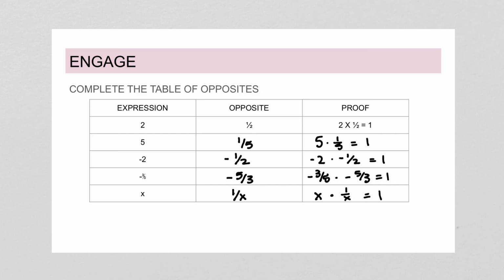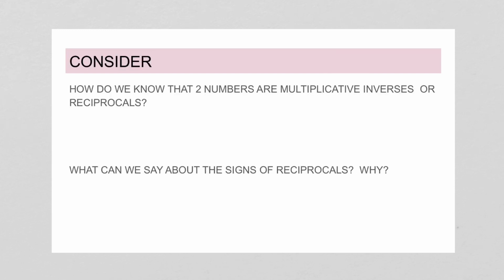Okay, so that's what that chart should look like. And again, let's just answer that question. How do we know that two numbers are multiplicative inverses? Well, we know they're multiplicative inverses when they multiply to 1. And what can we say about the signs of multiplicative inverses or reciprocals, and why? I want you to take a moment and think about that. What can we say about the sign of a term and its inverse, or its opposite, its reciprocal?